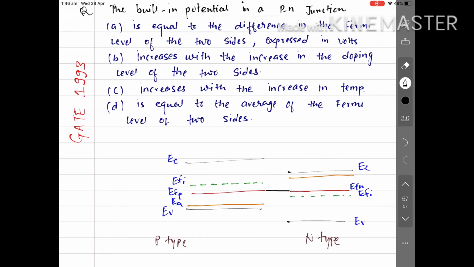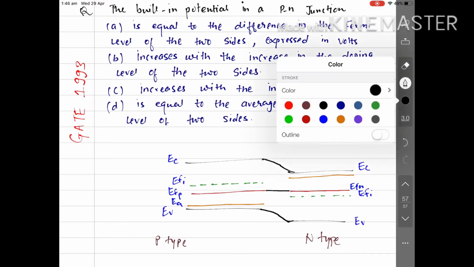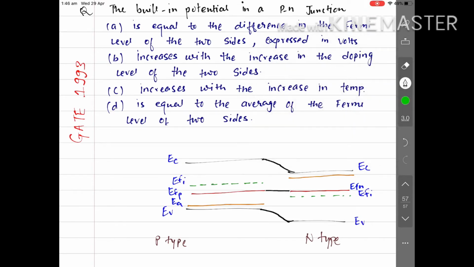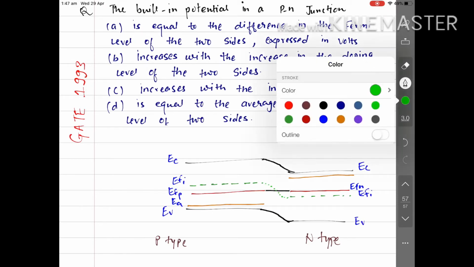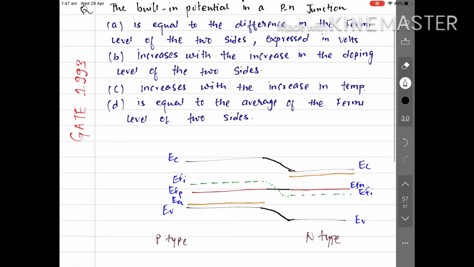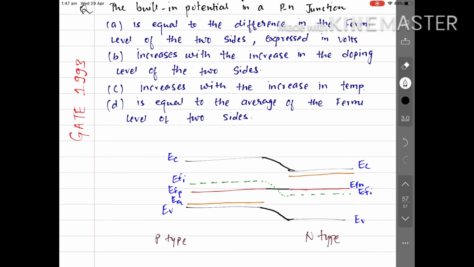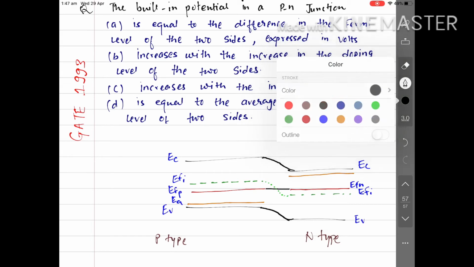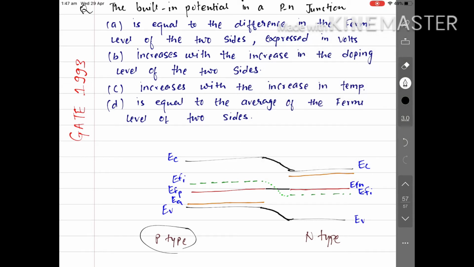So here you can see that there will be a bending. Similarly, here there will be a bending, and for the intrinsic semiconductor, this is the intrinsic Fermi level, there will be a bending. So this kind of band bending occurs between the p-type and the n-type material when we make a p-n junction.